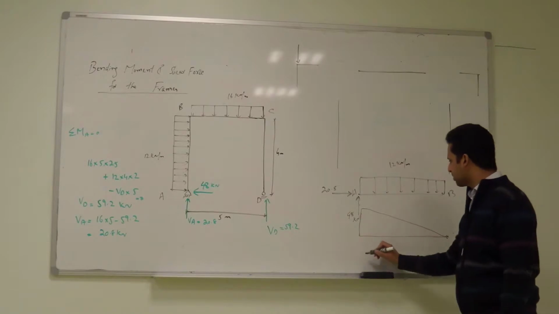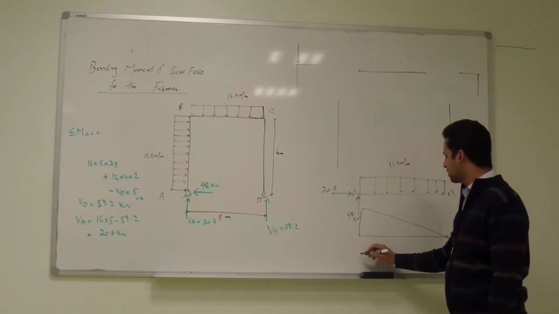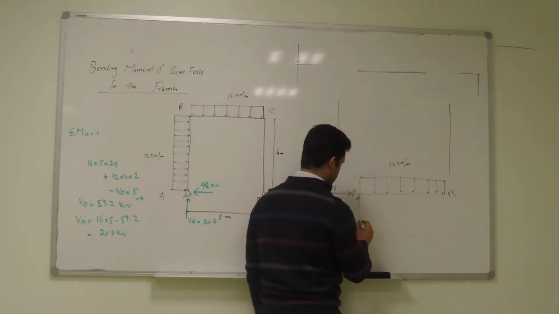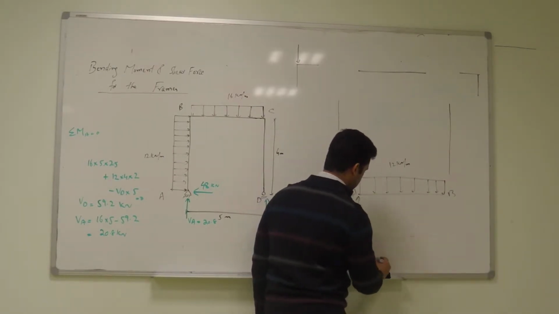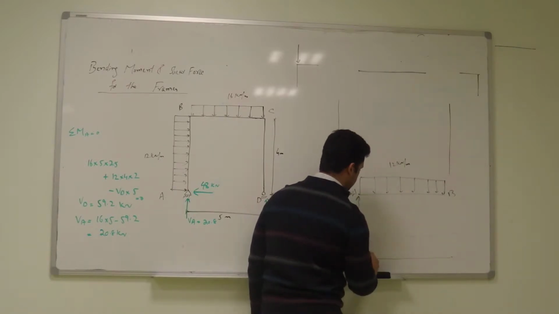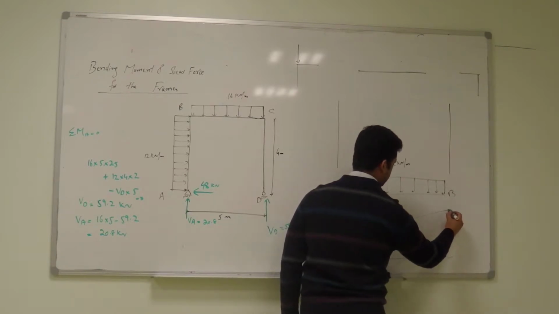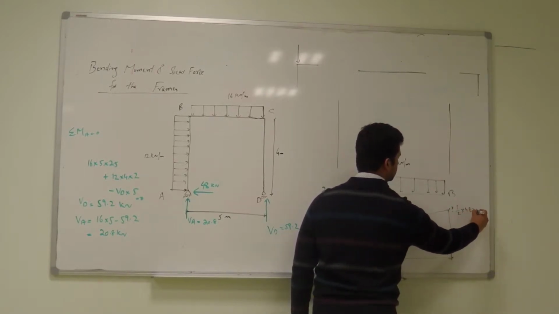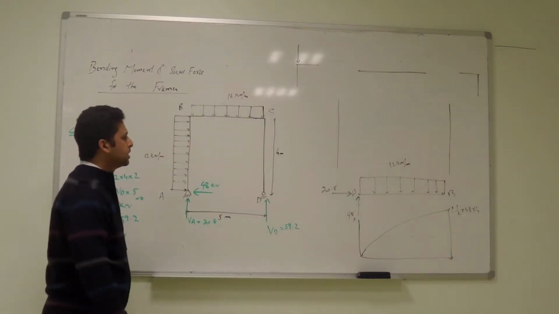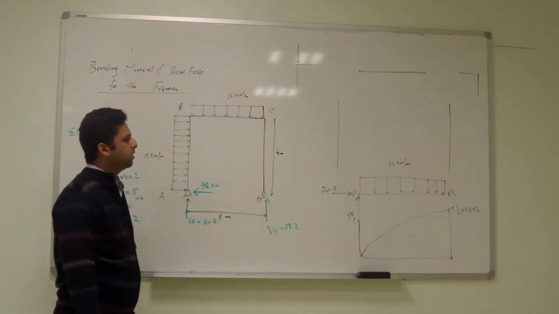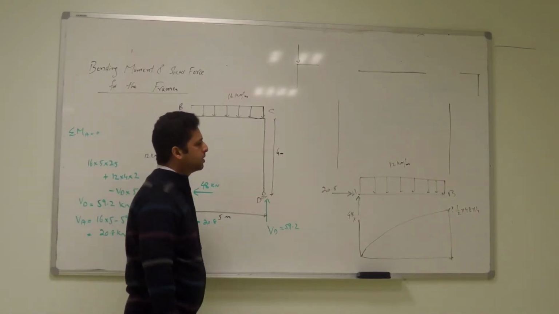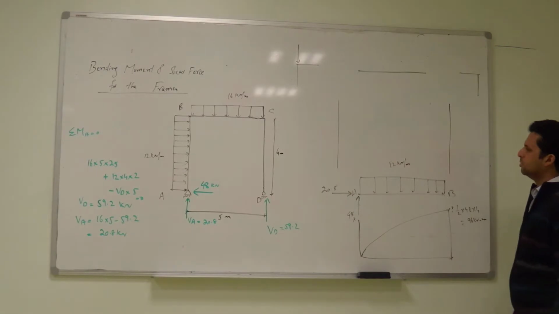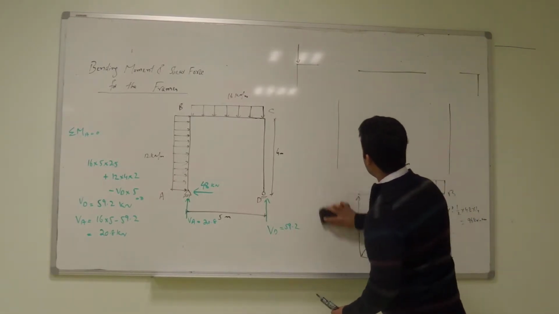And then the moment will be concave down, a parabola, positive. This coordinate will be 1 over 2 into 48 into 4, which is 96 kilonewton meter. This is how you can draw. It is perfectly like a beam. This is what I was telling you.